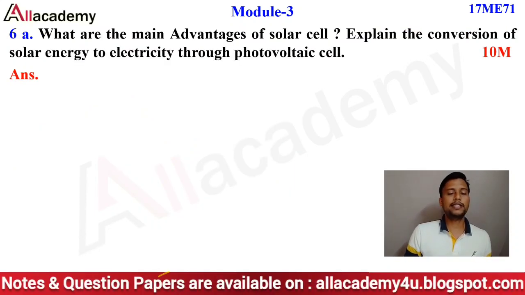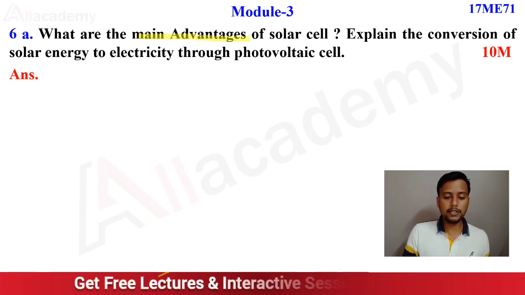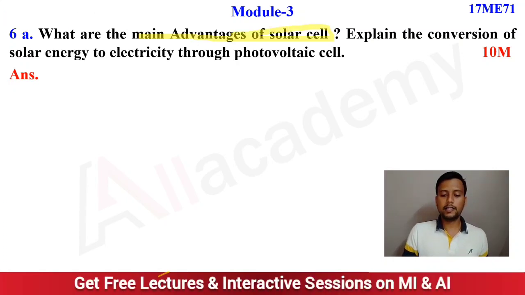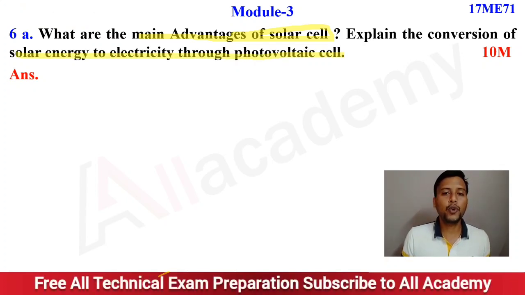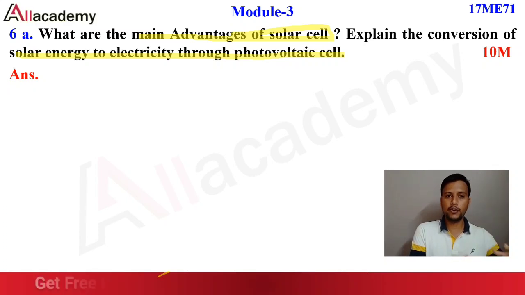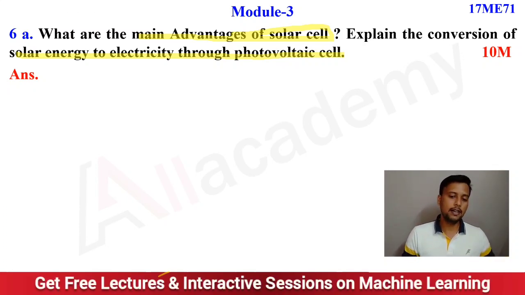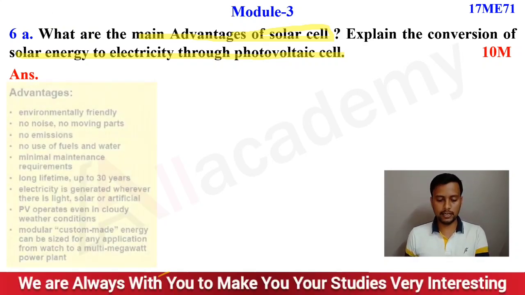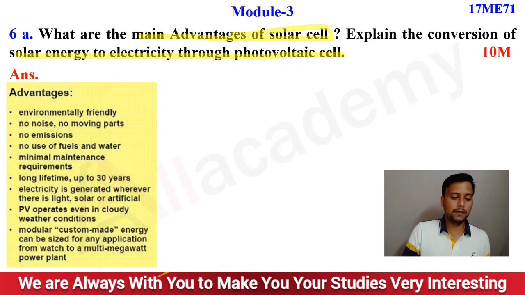And in module 3, the next question is the 6th question, that is 6th A. What are the main advantages of solar cell? Explain the conversion of solar energy to electrical energy through a photovoltaic cell. So in this question there are 2 parts. One is advantages and another one is an explanation of converting solar energy into electrical energy. So some marks will be distributed to the advantages of a solar cell, and some marks will be distributed to the conversion of solar energy into electrical energy. Now here I have listed some of the advantages.